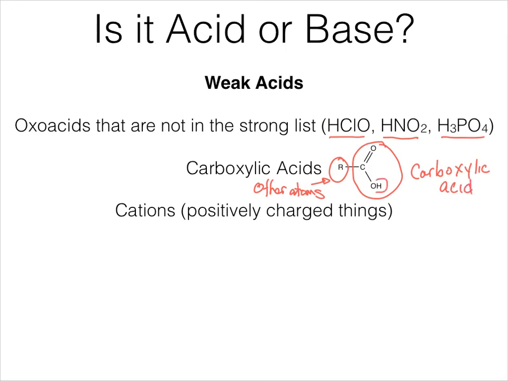And this hydrogen in the carboxylic acid is acidic. So this is what we call an acidic proton. That means that hydrogen can act just like the hydrogen in this HClO and donate to a base. Another thing that is a weak acid are cations, positively charged things. I mentioned this earlier with the example of NH4+.